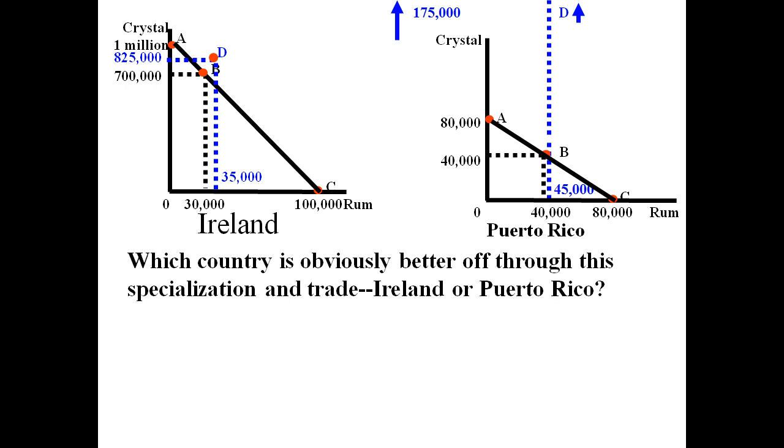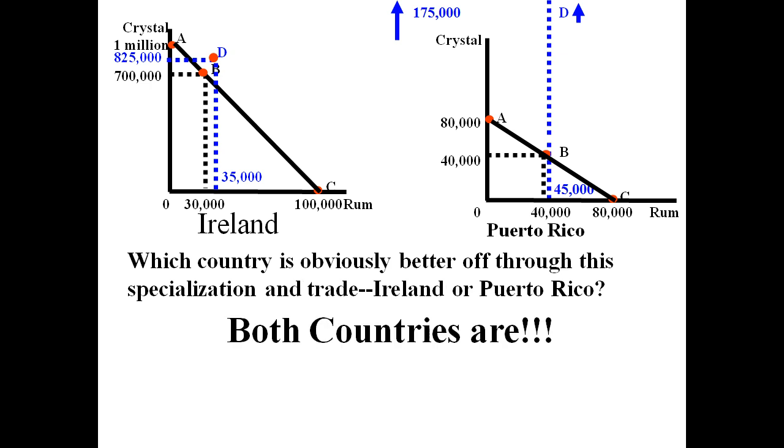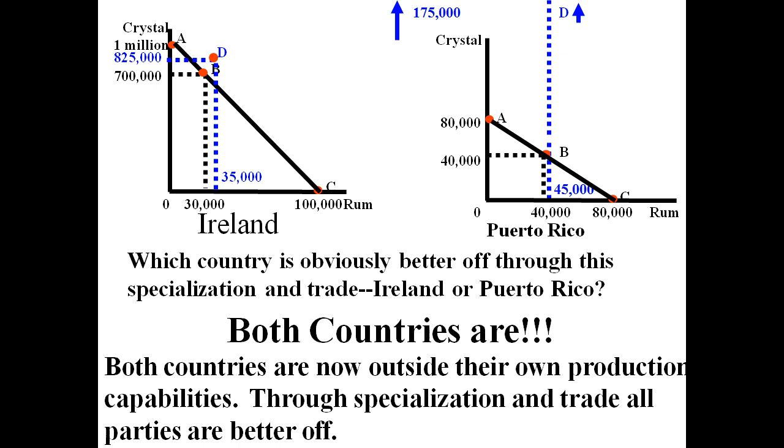All right, so which country is obviously better off through the specialization and trade, Ireland or Puerto Rico? They both are. Both countries are now outside their own production possibilities. Through specialization and trade, all parties are better off. And so once again, remember that is the economic theory. Countries will specialize, so they have their comparative advantage. They will trade, and they will both become better off. They'll both be able to produce beyond their production possibilities curve.